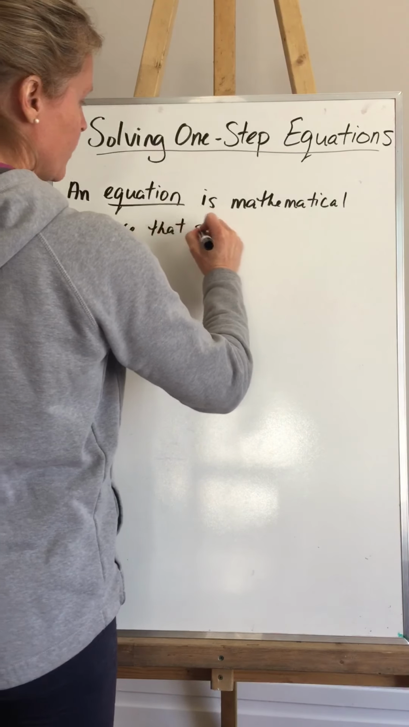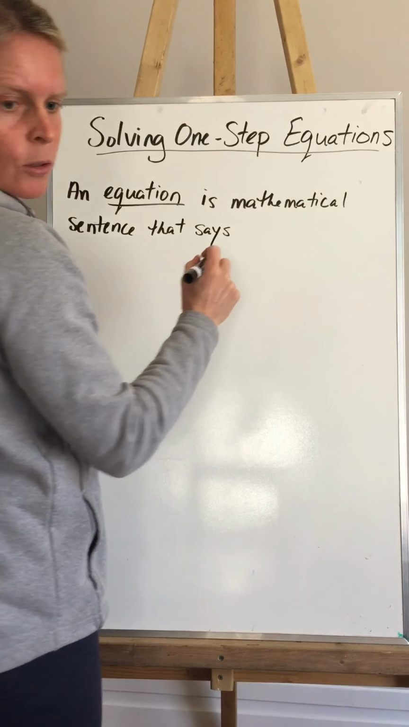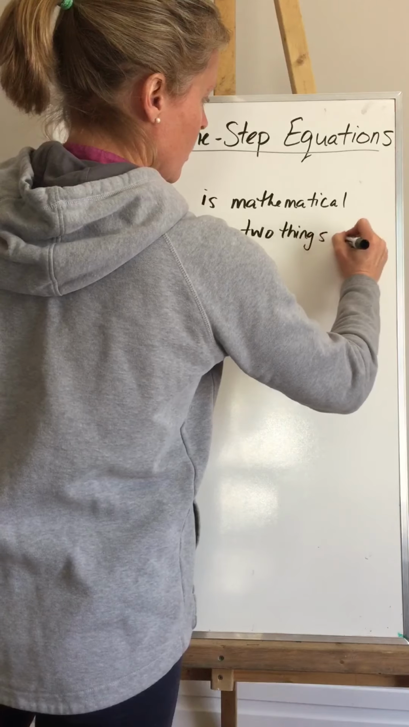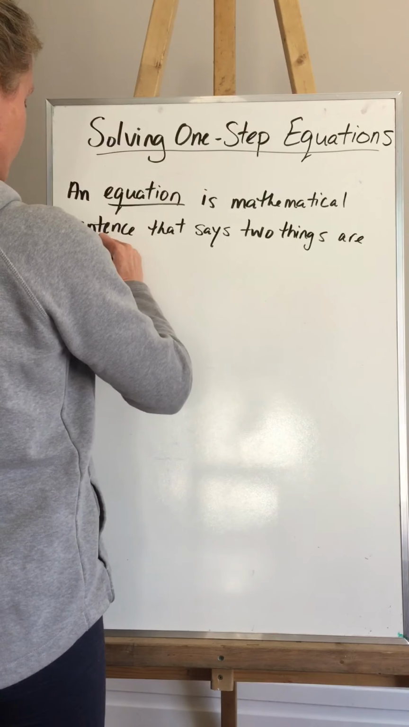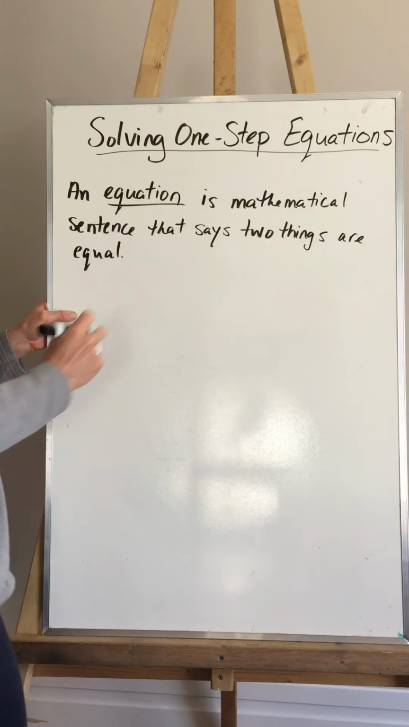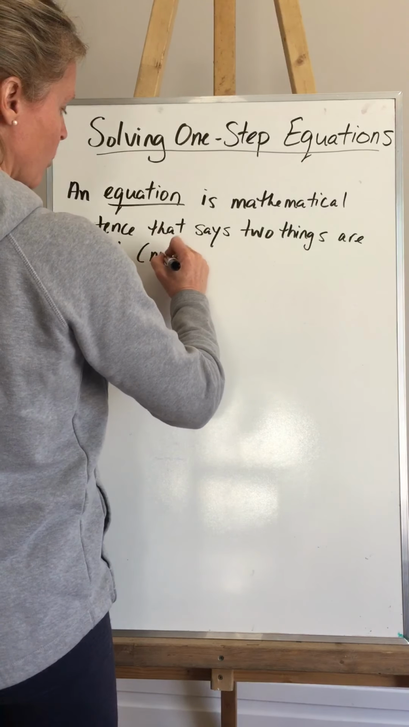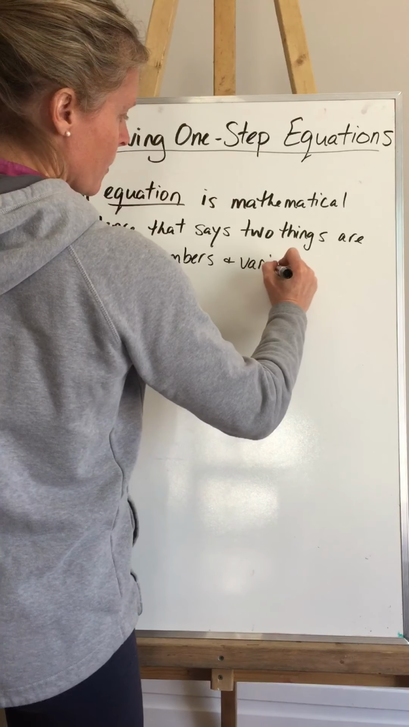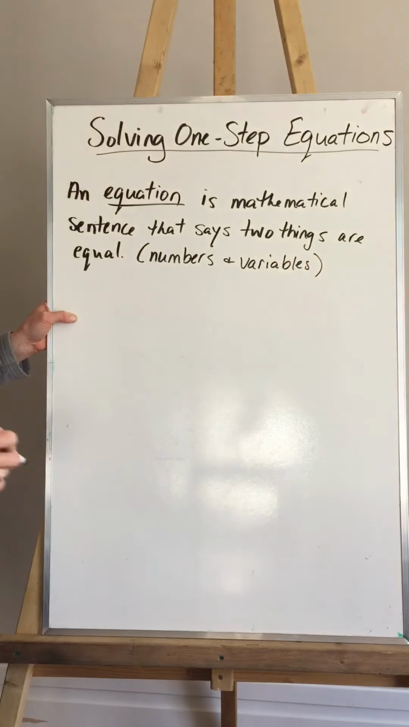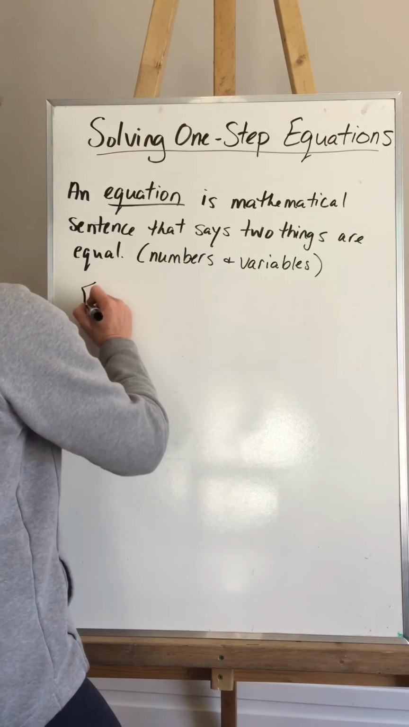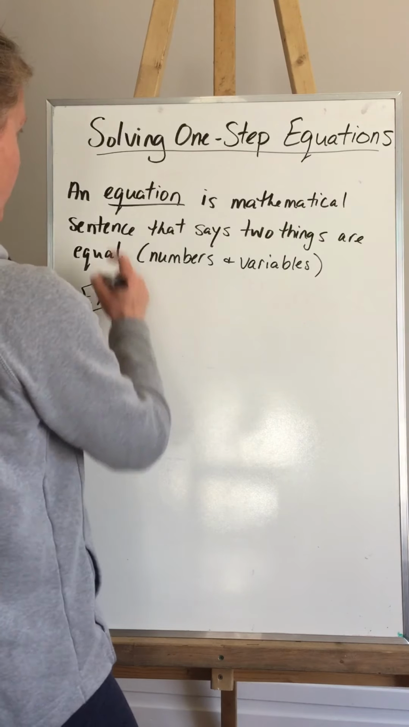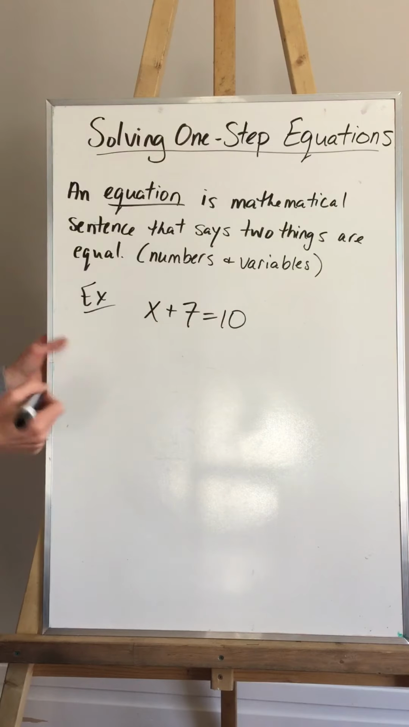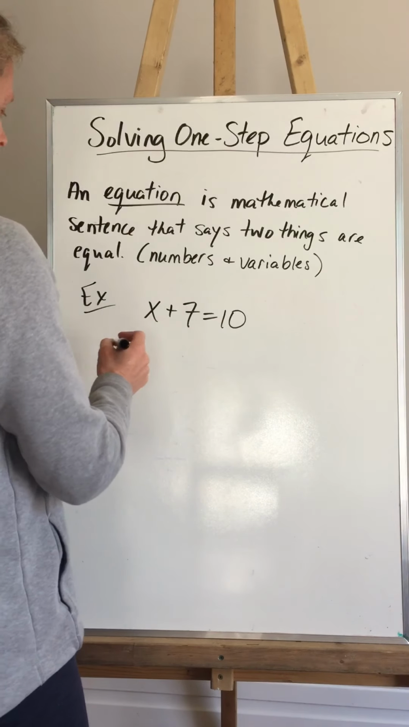that says two things are equal. Two things are equal. Okay, and usually it includes numbers and variables. Okay, so for example, you know, this would be an equation. X plus 7 equals 10. Okay, that's just an example.